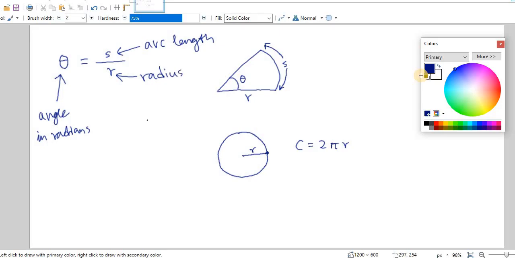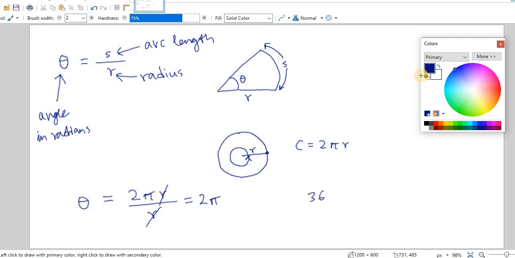Now we will use this equation for this. So the object went all the way around from here to here. So the angle it covered will be 360 degrees. So we will see the angle in radians then. So theta will be equal to s, which is 2 pi r, and r is still r, that is the radius. So r and r cancel and you get 2 pi. So you see 360 degrees is equal to 2 pi radians.